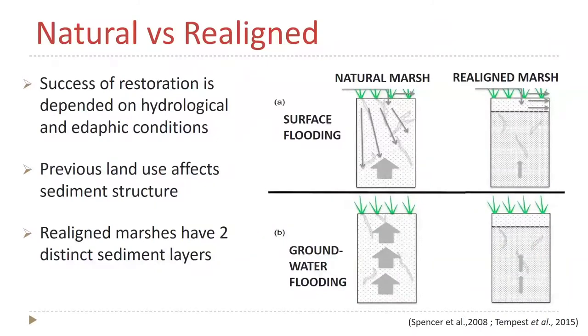So what are the differences and what does that mean for realigned sites? Other studies have shown that the realigned marshes have two distinct sediment layers. You have the top, which is the newly accreted marine sediment, which is finer and easier for water movement, but you also have the old agricultural relic layer. That is not allowing as much water movement, both from groundwater as well as surface. That restriction of the water movement is affecting the hydrogeology of the system. That could explain why realigned sites are more homogeneous compared to the natural heterogeneity and variability that we see in the two sites.